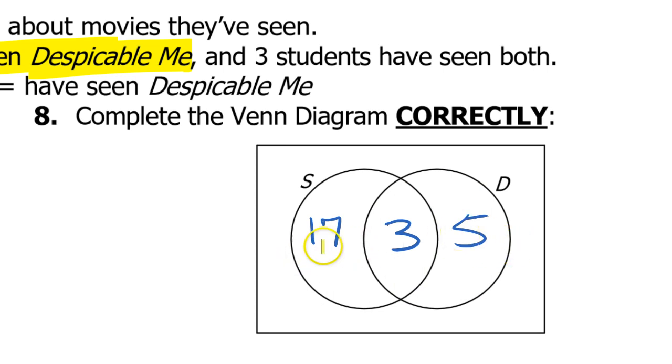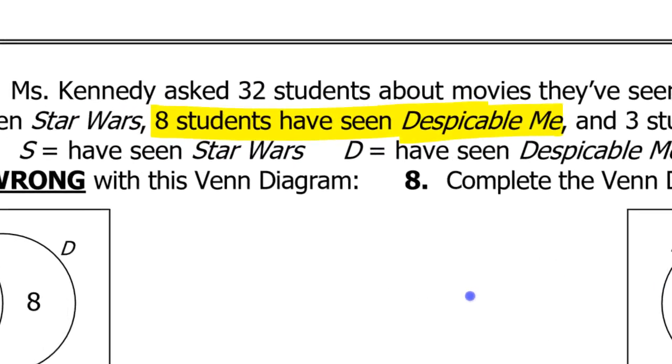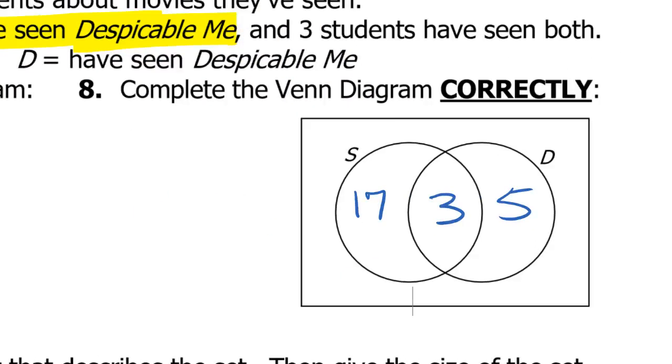Now we have 20 students so far: the 17 students who saw Star Wars only, and then 3 students who saw both, that's 20, plus 5 more is 25. The total number of students that Miss Kennedy asked was 32. So that leaves 7 students who didn't see either Star Wars or Despicable Me.